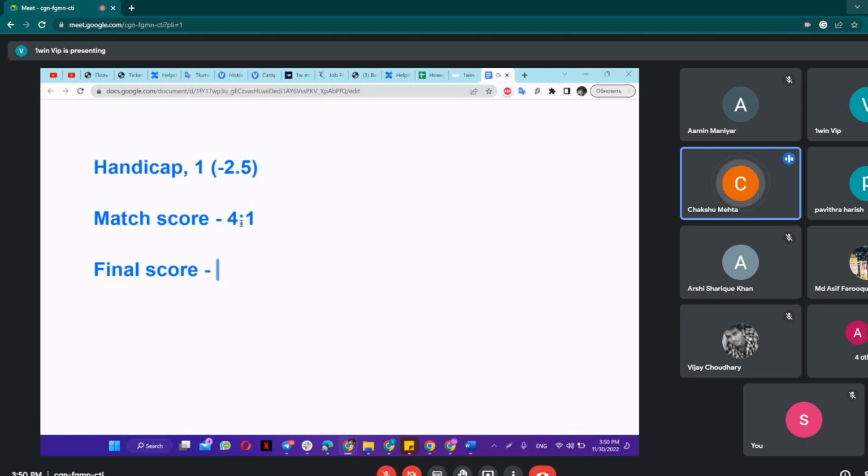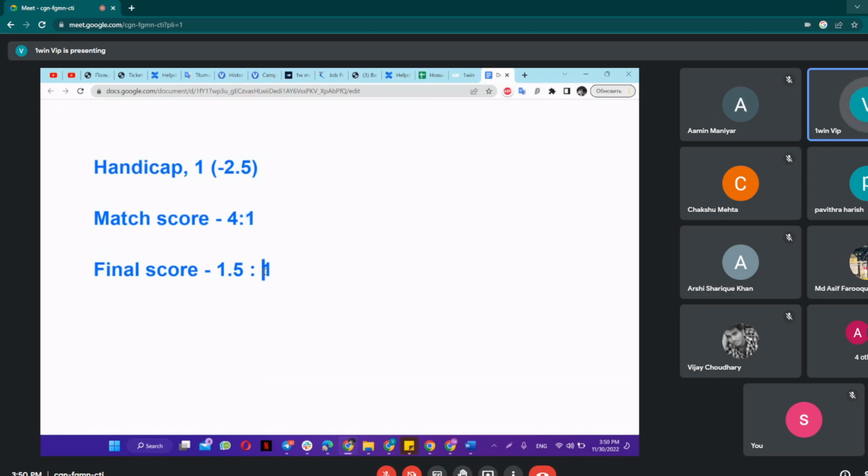It would be 1-1. No, it would be 1.5. 1.5 to 1.5, sir. Yeah, 1.5. So this difference, this handicap condition, applies only for the results of the first team. The second team result does not change.